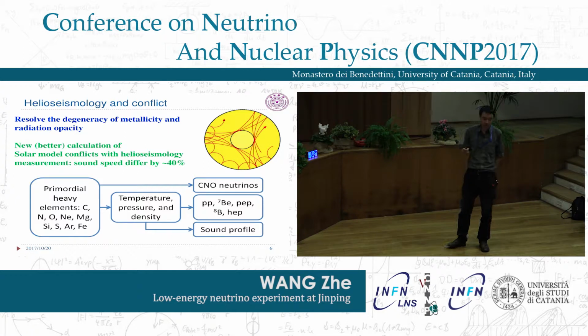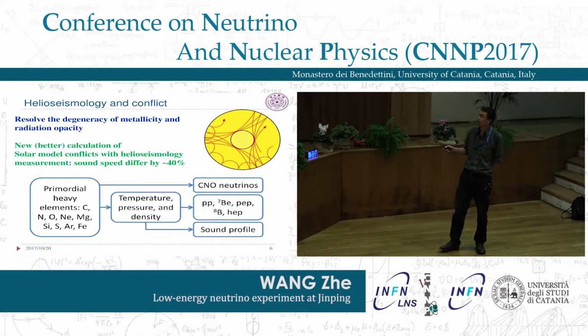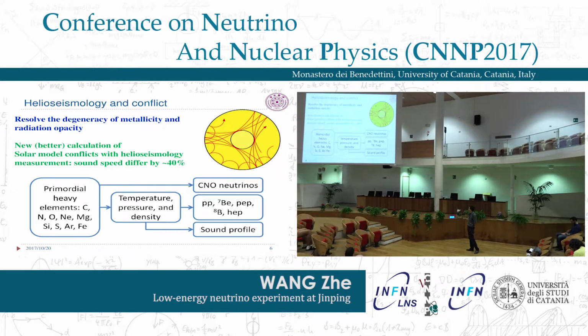Beyond the interest in seeing CNO, since it's the major fueling interaction for high mass stars, there now is a new conflict. It's between the newly measured helioseismology result and sound speed. So we have a new, basically, better calculation of the solar model. It has a new input and 3D calculation, etc. So it predicts the sound speed differing from the previous calculation by 40%.